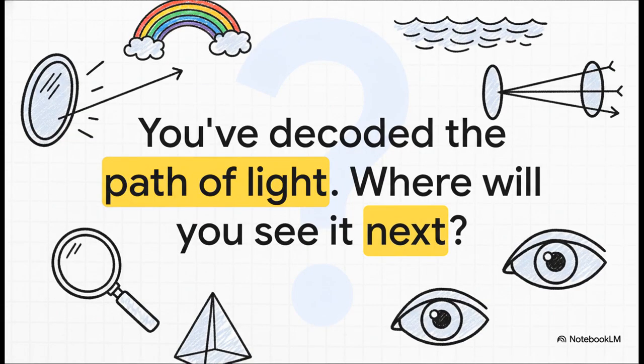From reflection to refraction, from mirrors to lenses, you now have the complete toolkit to understand the path of light. So the only question left is, now that you know the rules, where are you going to see them playing out in the world around you? Keep your eyes open.